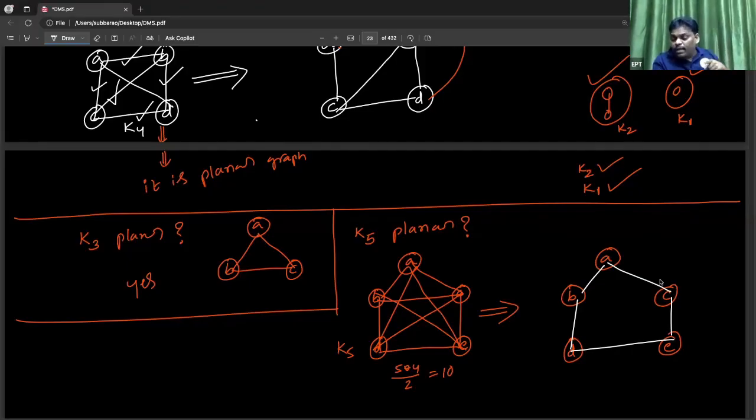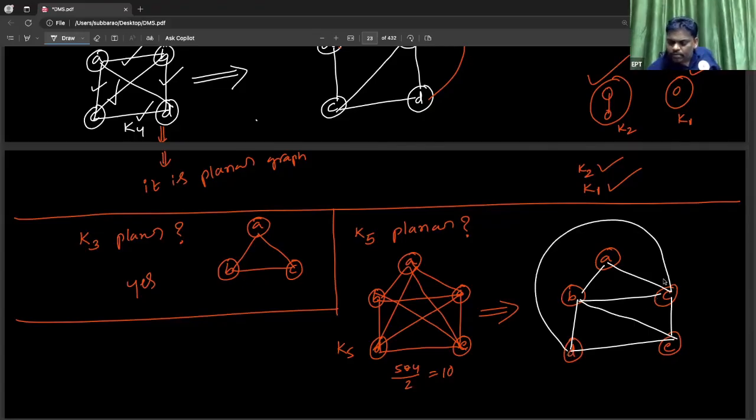Now be careful inside. Here also no problem. But unfortunately, if I want to write D to C, if I go inside, a problem comes, so from outside I will write. Is it okay till now? Listen everyone, total 10 edges.